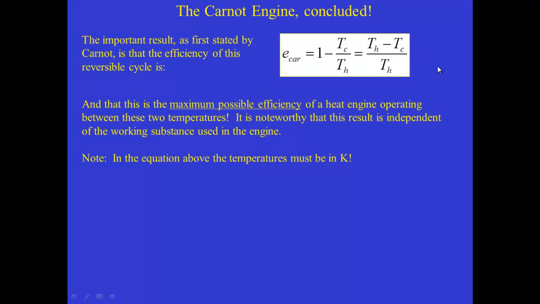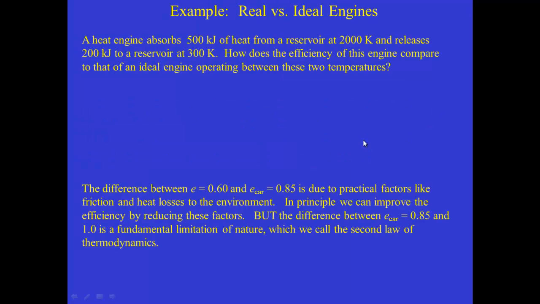So, one caveat, these temperatures, because of the use of the ideal gas law in calculating the ratio of the heats that gives us the temperature ratio here, these temperatures have to be in Kelvin. So be careful when you plug numbers into an expression like this. So let's do a quick example. All right, a heat engine absorbs 500 kilojoules of heat from a reservoir at 2000 Kelvin and releases 200 kilojoules to a reservoir at 300 Kelvin.